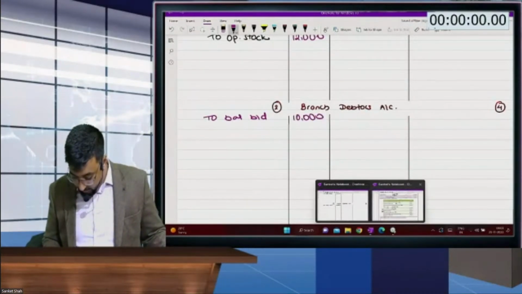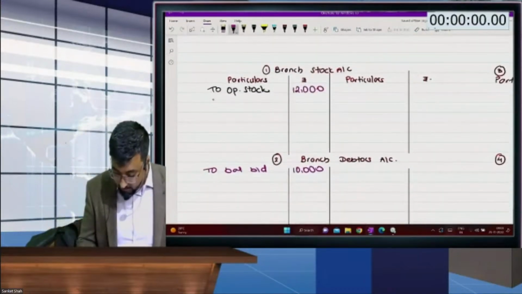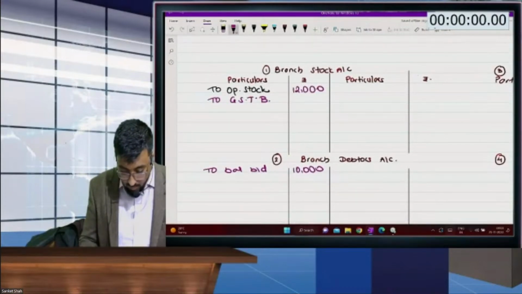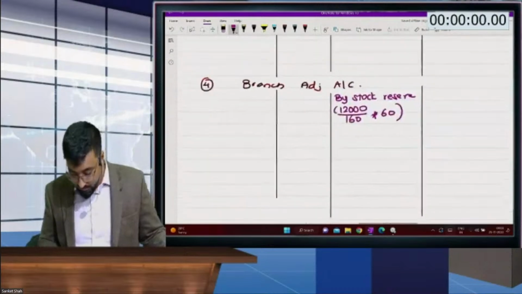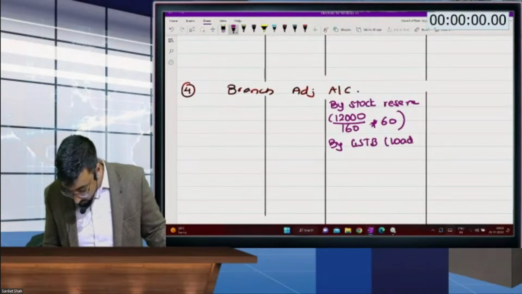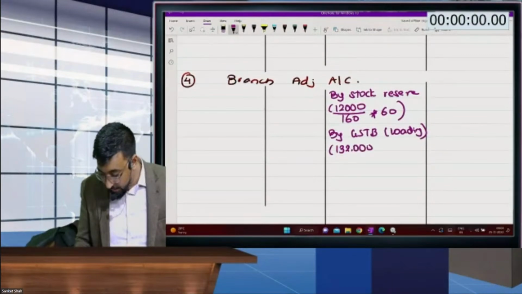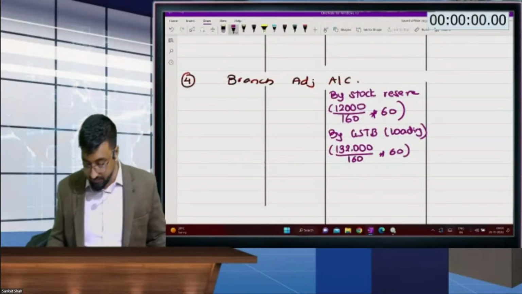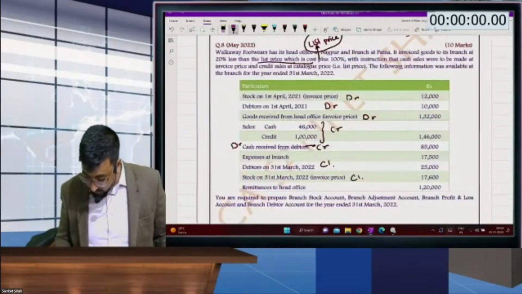Then goods received from head office. Stock increased, to GSTB. How much? 1,32,000. And what is the loading on this? By GSTB loading. Loading we are cancelling in branch adjustment account. 1,32,000 reflects 160. So what is for 60? We'll calculate it later. First we'll do posting.